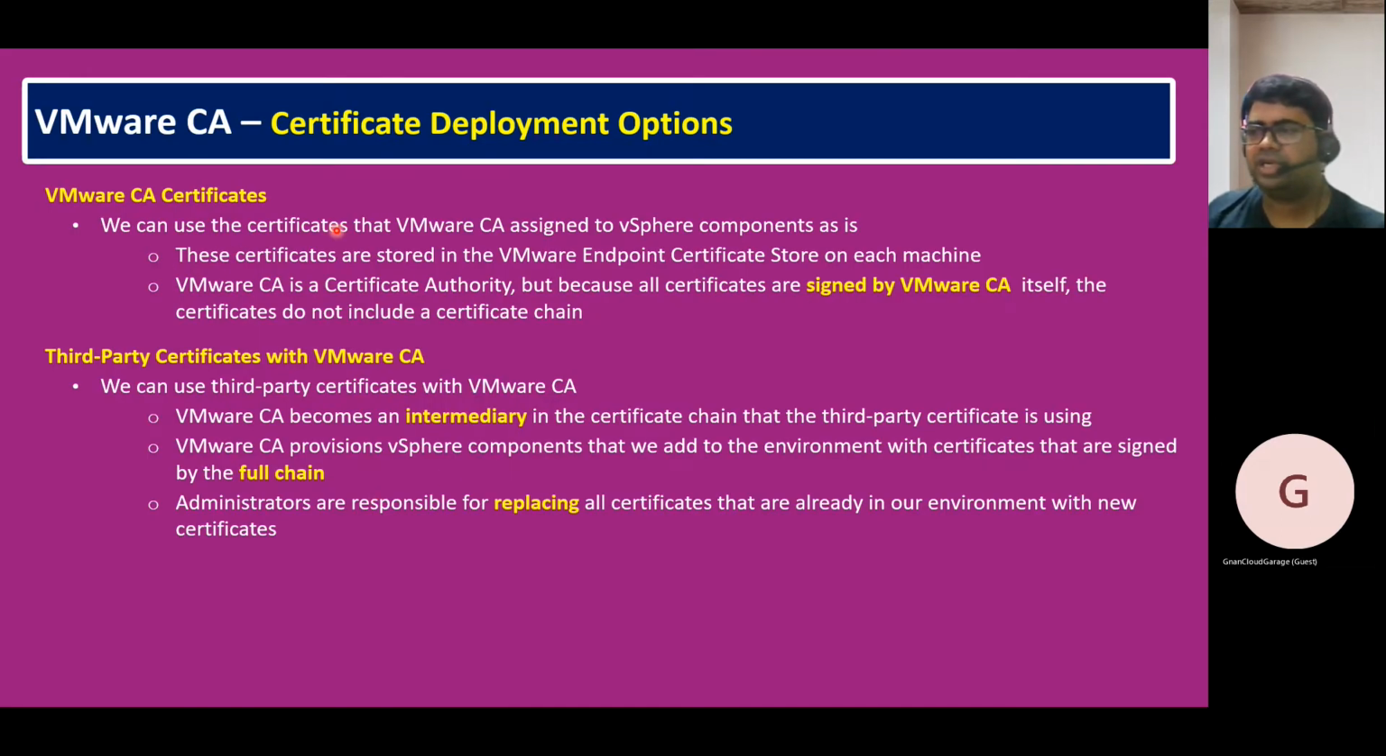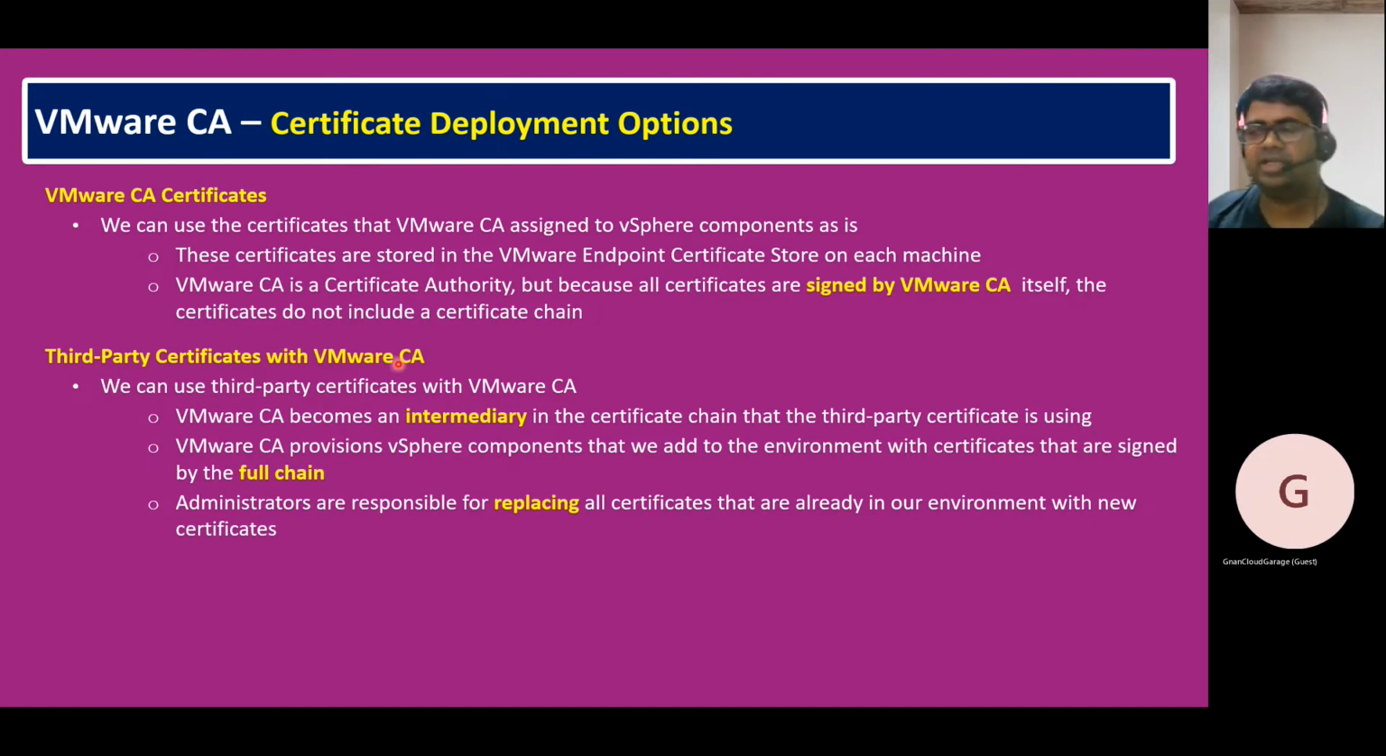See, we can use certificates that VMware CA assigned to vSphere components as is. The certificates are stored in the VMware endpoint certificate store on each machine. VMware CA is a certificate authority, but because all certificates are signed by the VMware certificate authority itself, the certificates don't include a certificate chain. There is no certificate chain.